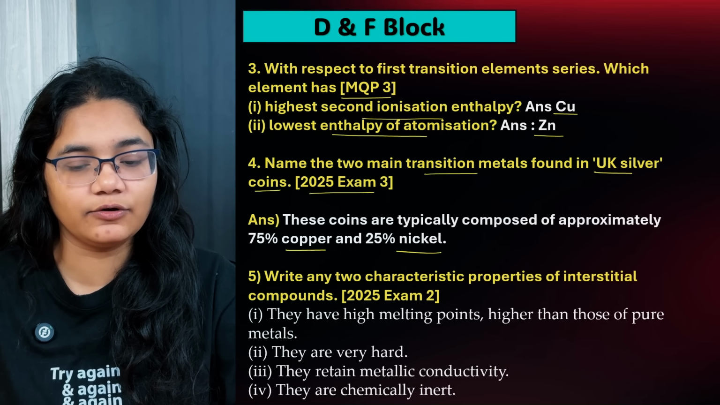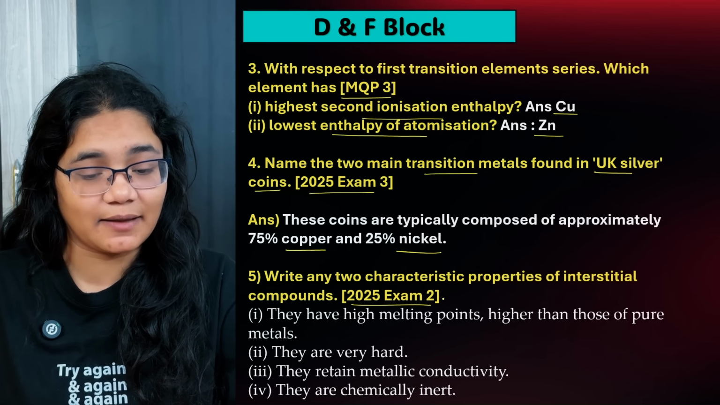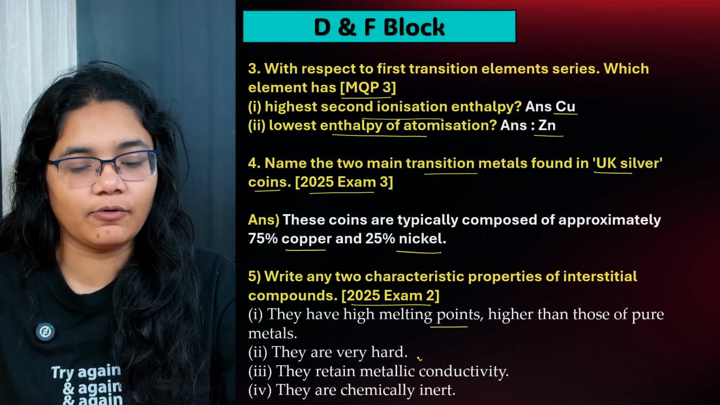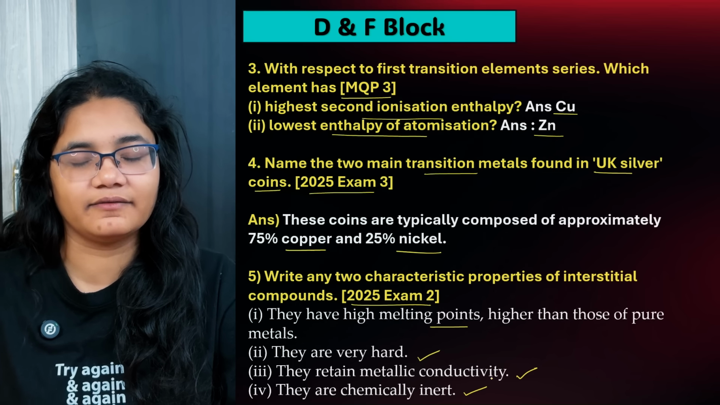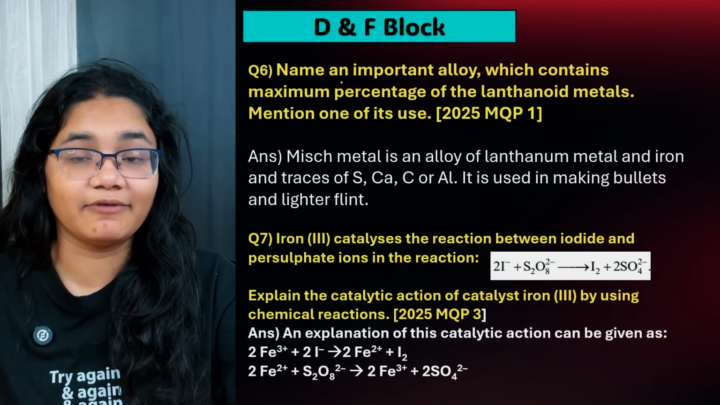Next, write any 2 characteristics of interstitial compounds. This was asked in 2025 examination 2. So they have high melting points, they are hard, retain metallic conductivity, and they are chemically inert. Next, we'll see 2025 model question paper.